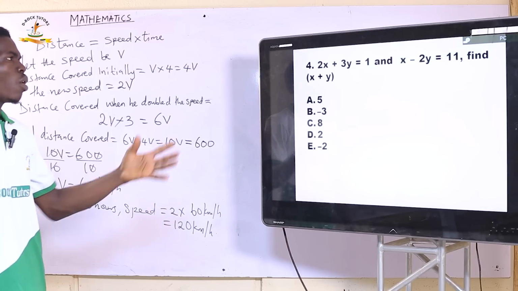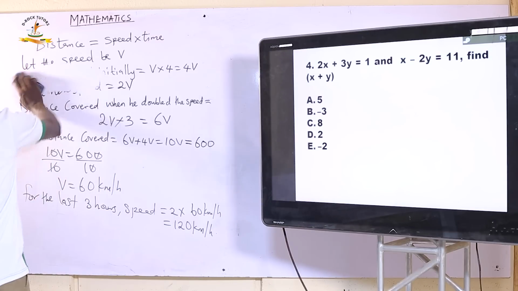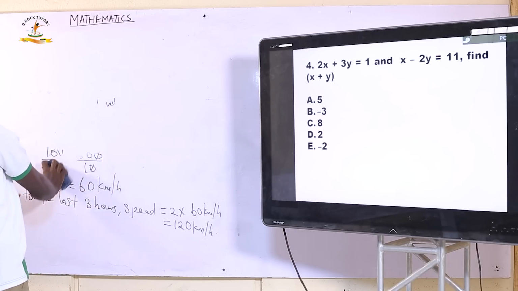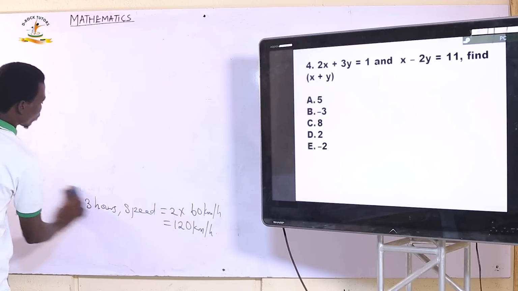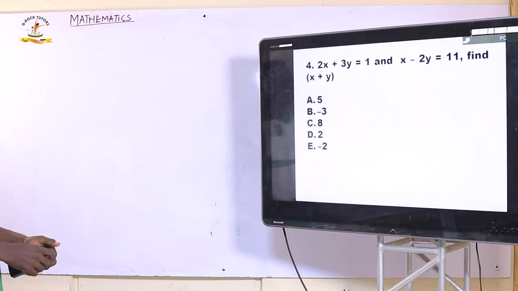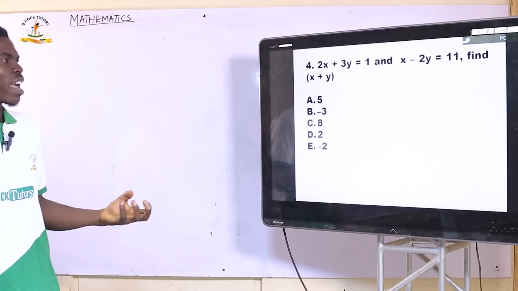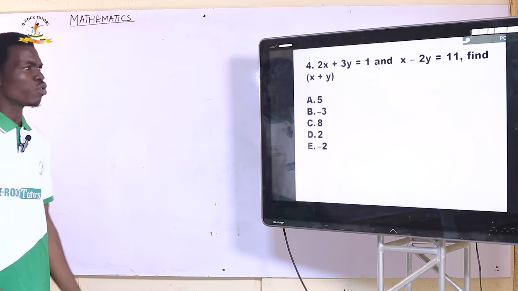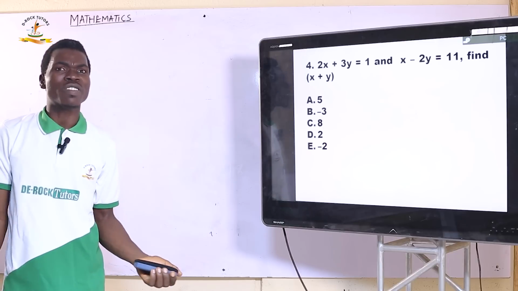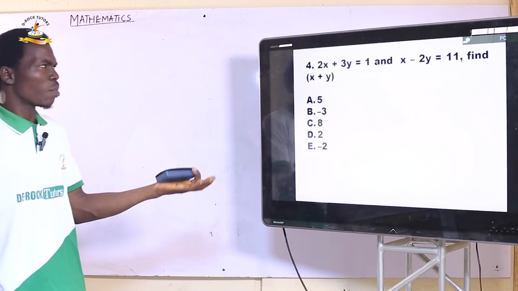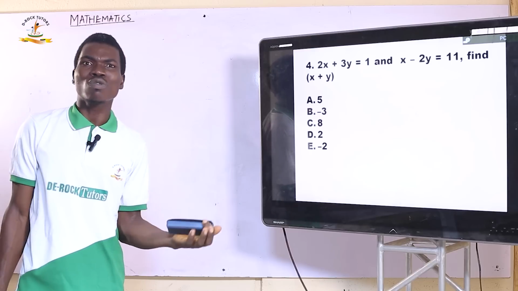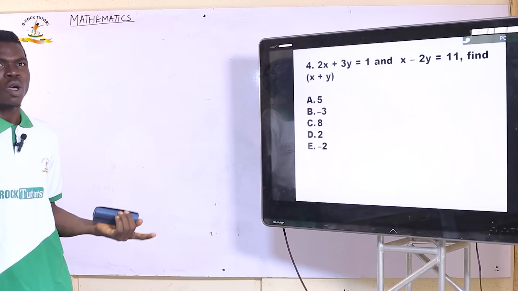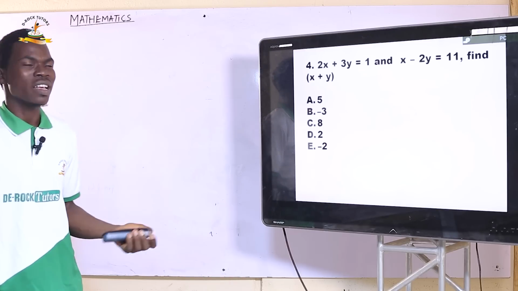Next. Alright, we have a question here. And the question says 2x plus 3y equals 1 and x minus 2y equals 11. Then we should look for x plus y. So how do we do this? This is simply a simultaneous equation problem. So a simultaneous equation problem consists of 2 unknowns and 2 equations, all in linear form. They have to be in linear form, otherwise we wouldn't call them simultaneous linear equations.